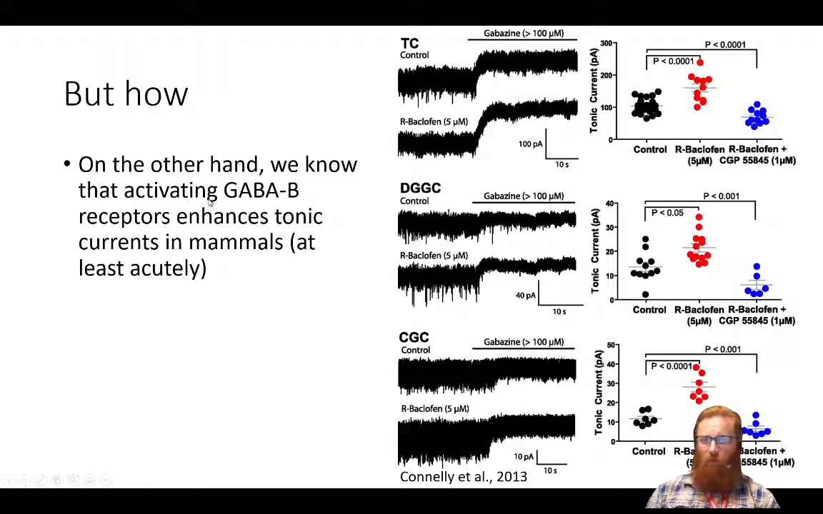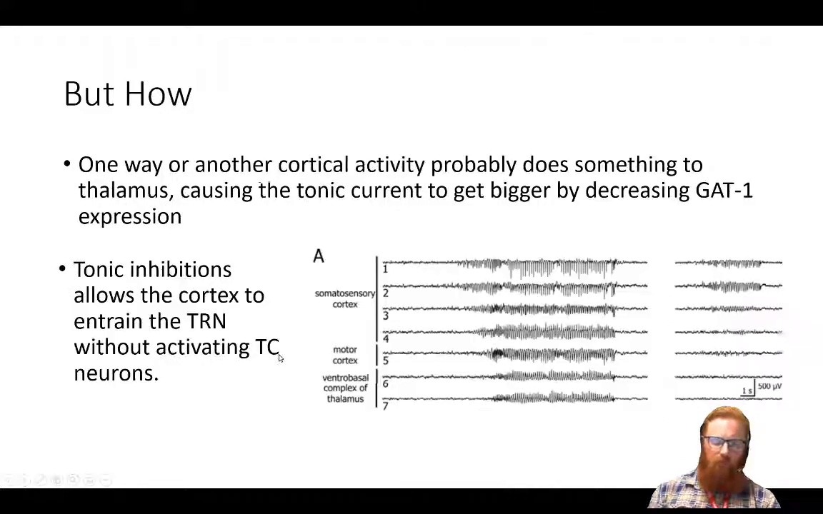So this is basically showing that activating the GABA B receptor enhances tonic current in mammals. Here I'm using baclofen. This is a paper of mine, and when you apply baclofen, the tonic current increases, both in the thalamus and the dentate gyrus and the cerebellum. But one way or another, because we know that there's a cortical focus in absence epilepsy, it's probably that cortical activity does something to the thalamus, causing the tonic current to get bigger by decreasing GAT1 transporter expression. And then for some reason, this allows the cortex to entrain the thalamus and cause really detrimental absence seizures.